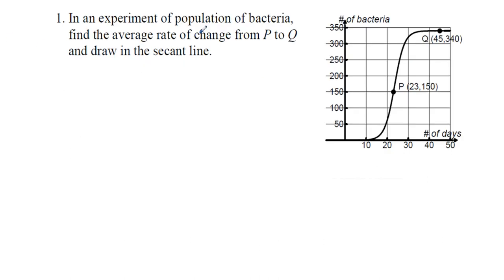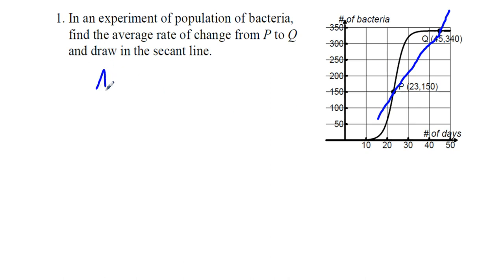1. An experiment of population of bacteria. Find the average rate of change from P to Q and draw in the secant line. So we have P to Q here, and I'm going to draw in the secant line first. So the secant line is going to be something like this. Okay, there we go. That would be the secant line, not a very well drawn line, but well enough. And find the average rate of change.